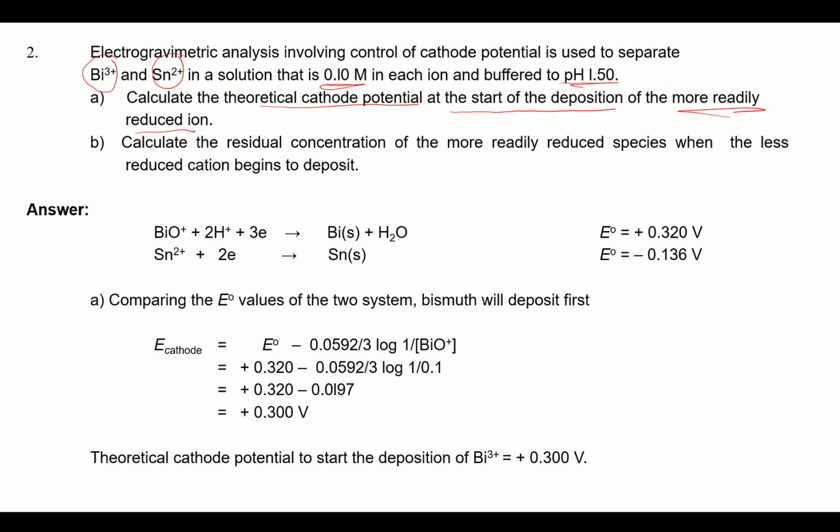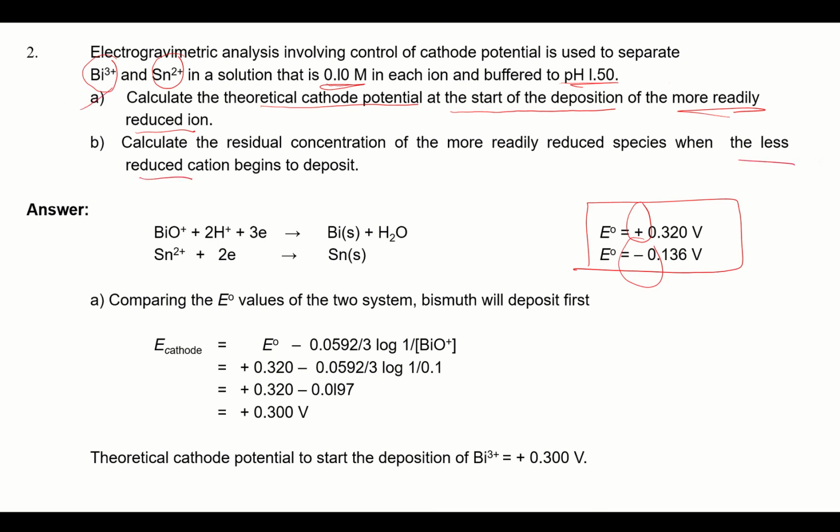There are two ions, but which one is more readily reduced? How to identify is based on this value. A more positive value will be more readily reduced. It's easier to be reduced compared to a more negative one. More negative is located lower and is the less readily reduced cation.